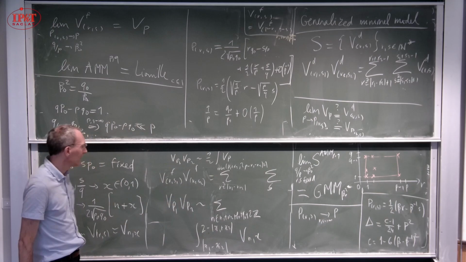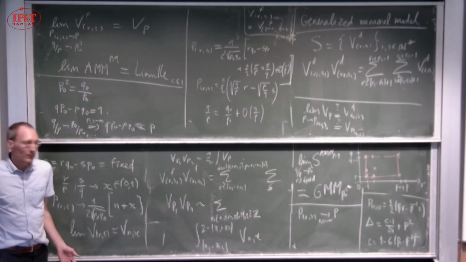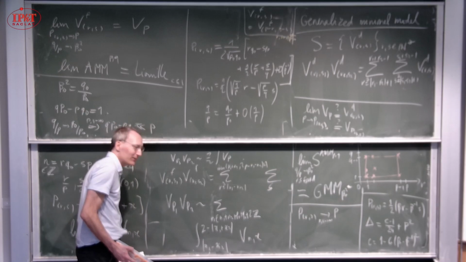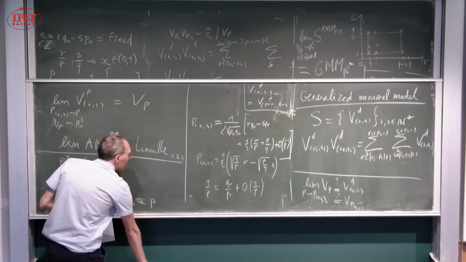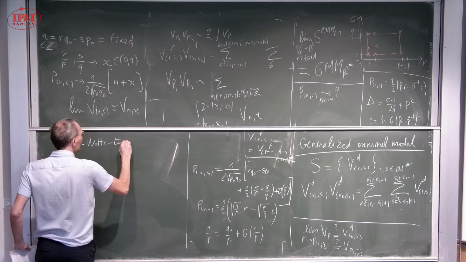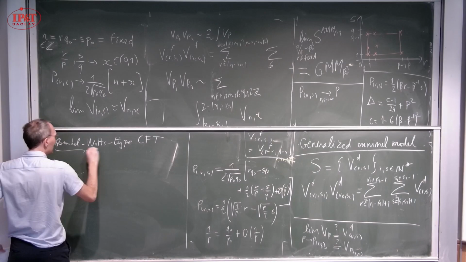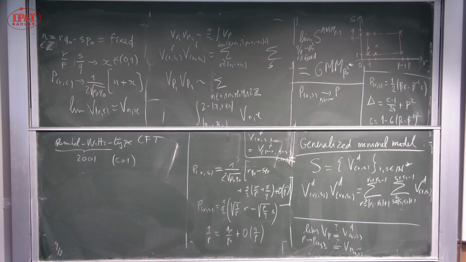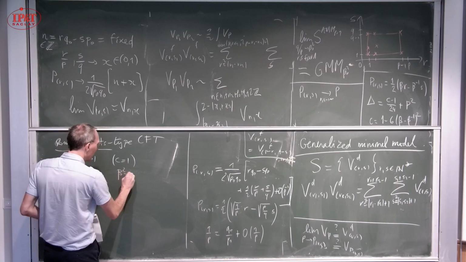And so you get a CFT which is not Liouville theory, because it has non-trivial fusion rules. This is known, more or less. Not very well known, but it's known. Let me give its name at least. I would call it a Runkel-Watts type CFT, because Runkel and Watts, in 2001, found the first example, which was at C equal to 1, by taking limits of unitary minimal models. But their construction works because their beta squared was rational, and a similar construction works for any rational beta squared.